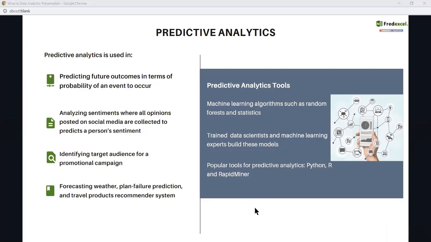And then we have the popular tools for predictive analytics. That's Python, R, and RapidMiner. And there are more. I'm sure most of you might be quite familiar with other ones.